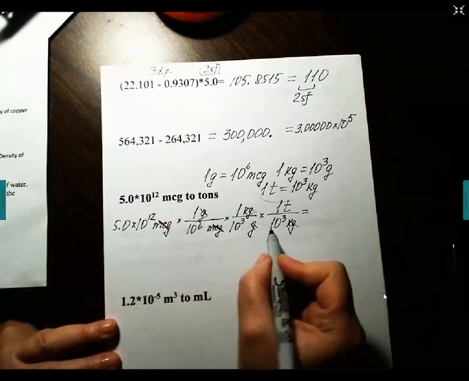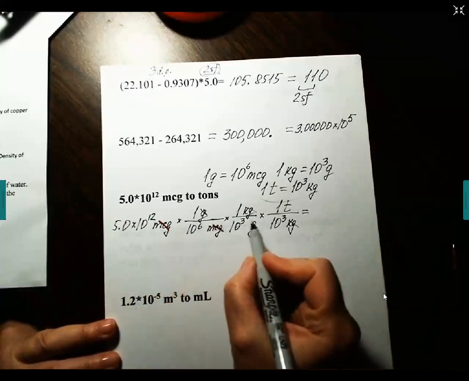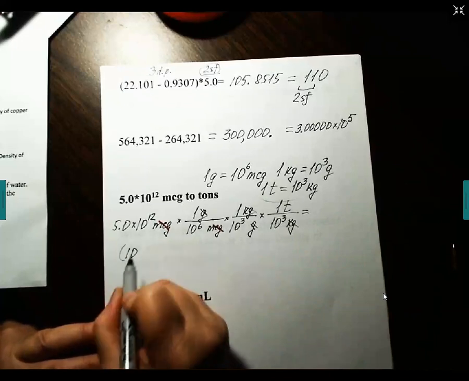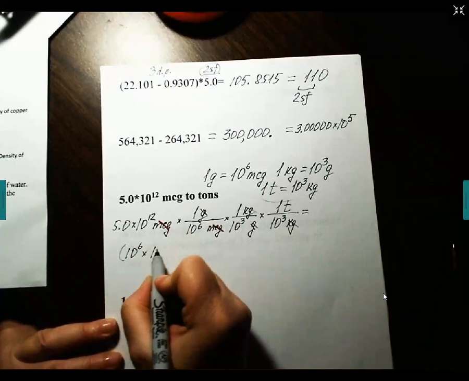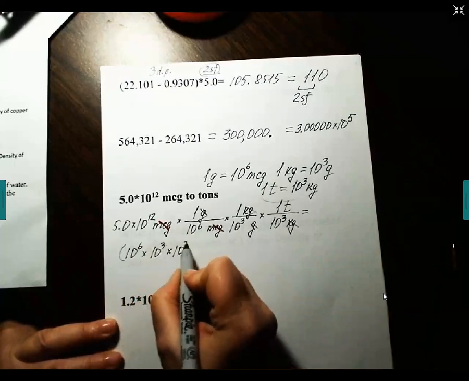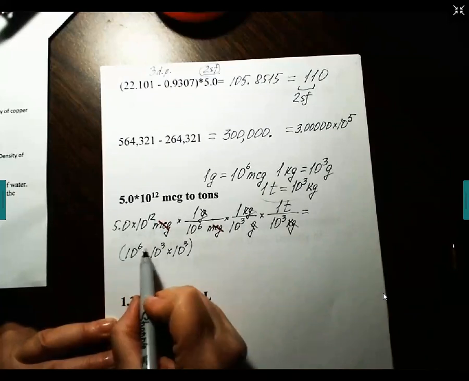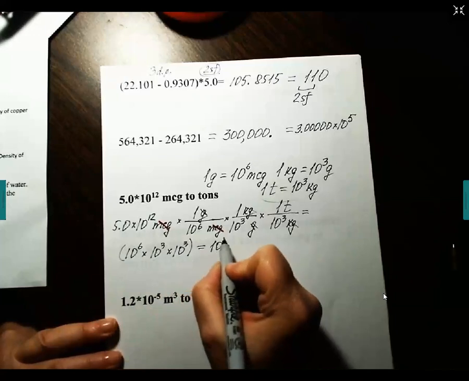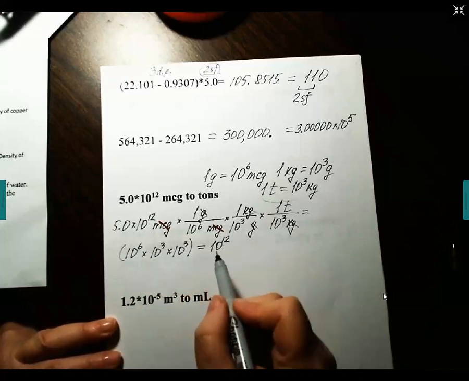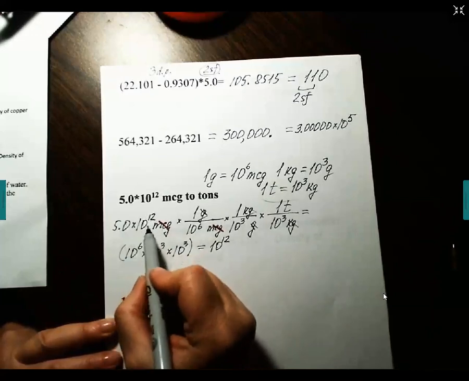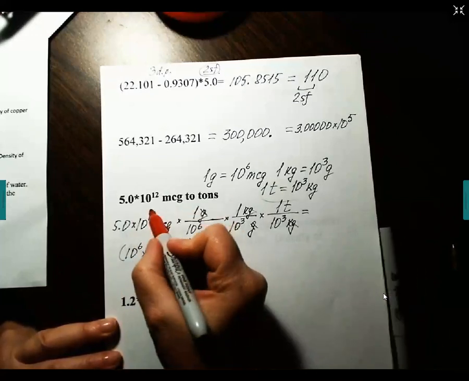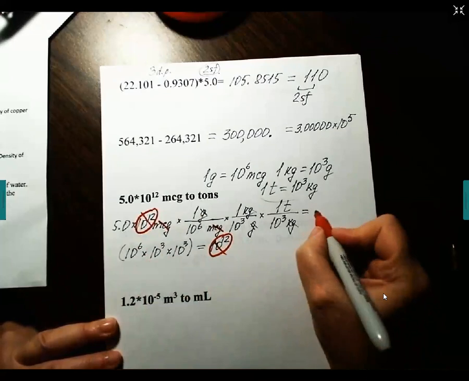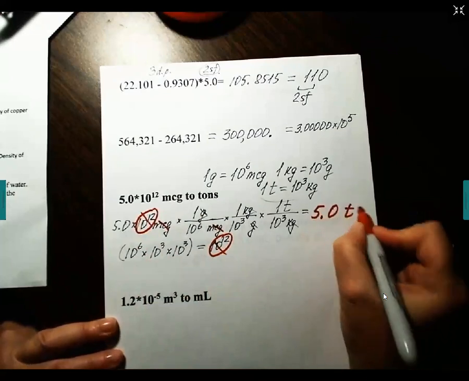What do we have on the bottom? We have 10 to the power of 6, 10 to the power of 3, 10 to the power of 3. If we multiply all these bottom exponents, 10 to the power of 6 times 10 to the power of 3 times 10 to the power of 3, we just need to add these exponents. 6 plus 3 plus 3, 12. So it's going to be 10 to the power of 12. 10 to the power of 12 on the top and 10 to the power of 12 on the bottom will cancel each other, and as a result we'll have 5.0 tons.